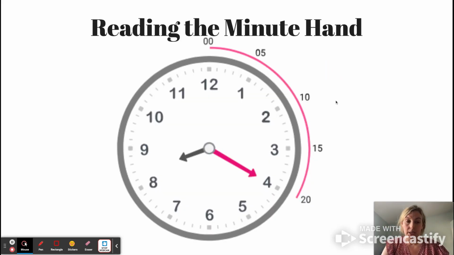Now let's look at the minute hand. Boys and girls, we need to touch on our prior knowledge here, which is skip counting by 5s. And we've been practicing this a lot all year. So the way we read the minute hand is at each number, 5 minutes goes by. So for example, here we have 5, 10, 15, 20, 25, and 30, 35, 40, 45, 50, 55, 60.